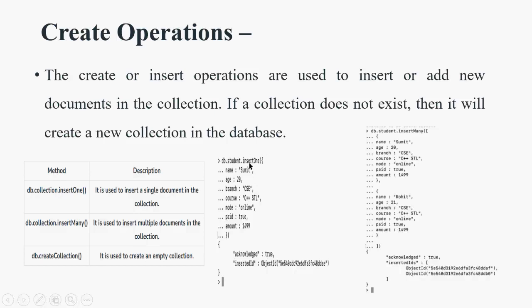On an empty collection, to insert our document, we use db.collection.insertOne for inserting one document, or insertMany for inserting many documents. Here is one example of a collection with one document. Here student is a collection, so db.student.insertOne, where in the collection student I have created a document for the name Sumit, age 20, branch CSE, course, and so on. Similarly we can create as many documents as we need for the same collection.